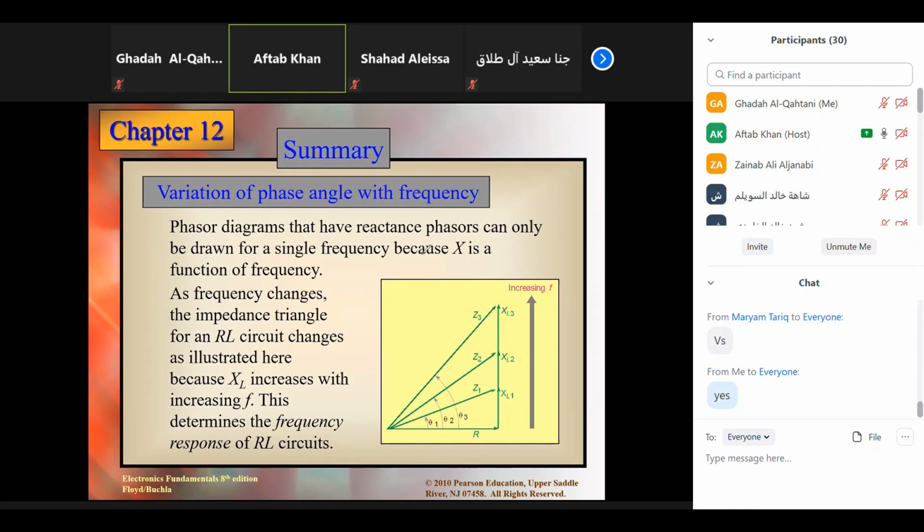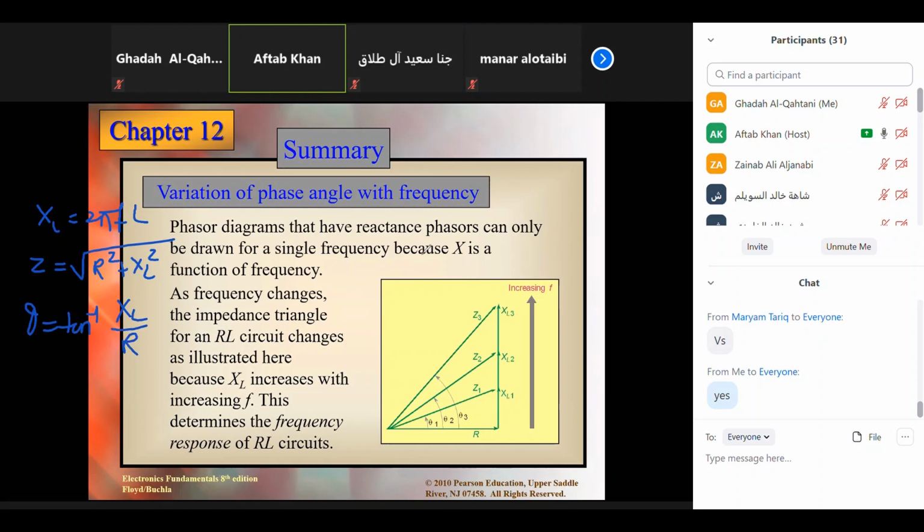We can easily analyze this if we write the formulas. First formula is XL, which is 2πfL. Another thing we can find is Z. Z we wrote here as the square root of R squared plus XL squared. Next, theta, that is tan inverse of XL over R.